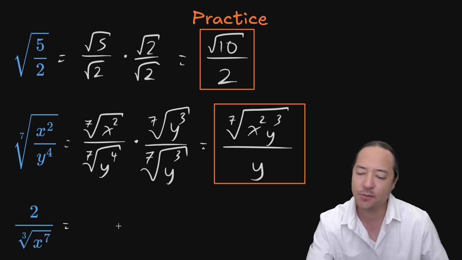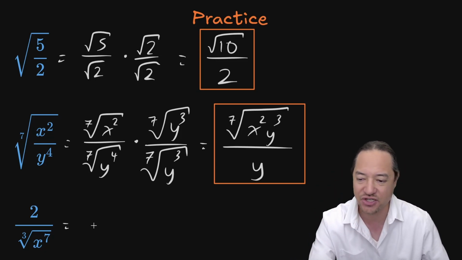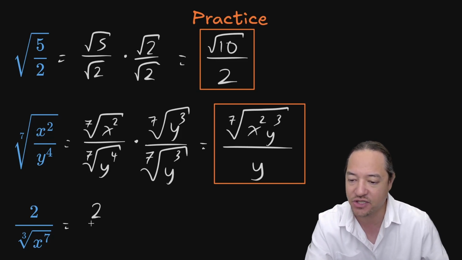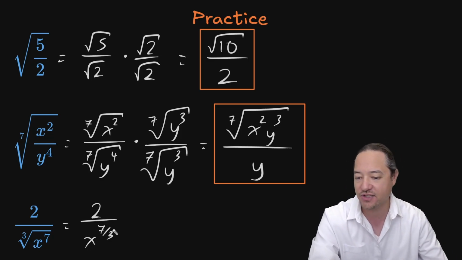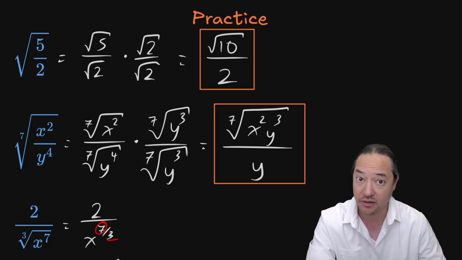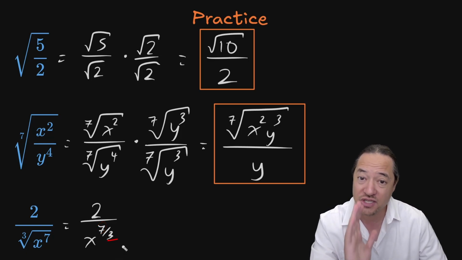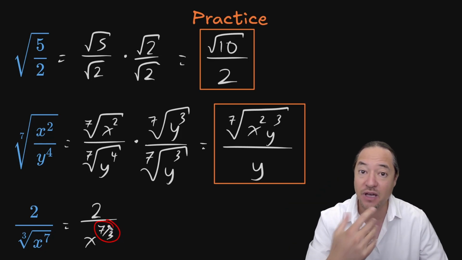So for this one, I'm going to translate this into a rational exponent. Sometimes that just seems a little easier to me. So this will be a 2 over x to the 7/3 power. Now this one's a little bit different than the ones we've looked at so far because the numerator of this rational exponent is bigger than the denominator. But the goal is still the same. I don't want this to be a fraction. I need some other kind of number.